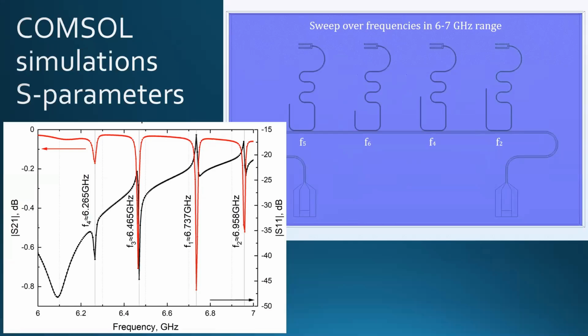So here is the plot of these simulated resonances. What is a bit strange for me is that the amplitude of these dips is very low, less than 1 dB, and I think that it is somehow connected with the way COMSOL simulates things. So if there are people who know how to use COMSOL for the simulation, I would be glad to discuss.